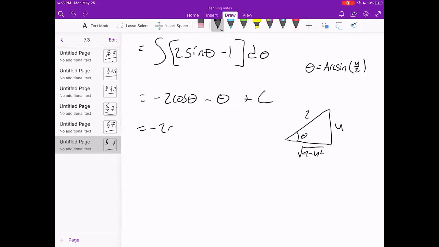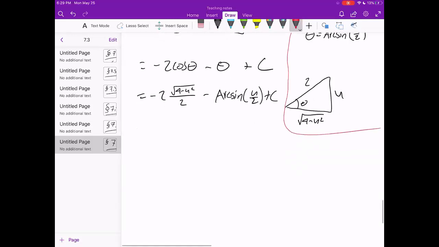So this can be minus 2 cosine of theta. The cosine of that angle is going to be adjacent over hypotenuse, square root of 4 minus u squared over 2. So cosine of theta would then be the square root of 4 minus u squared over 2, minus theta, which is the arc sine of u over 2, plus your constant. So that's scratch work over there.